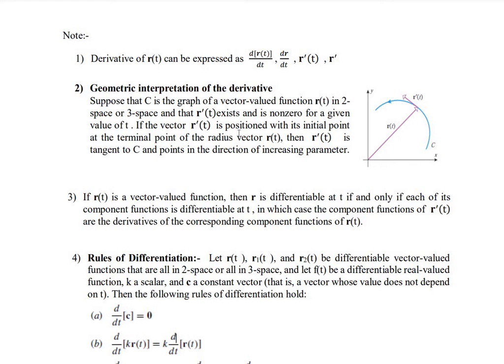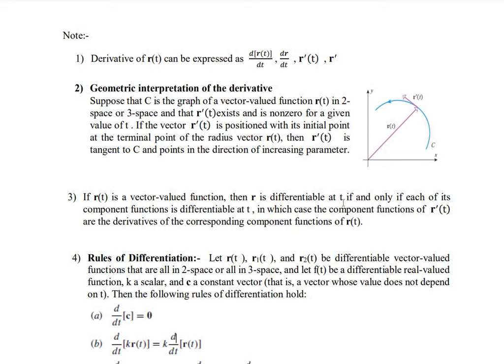If r dash of t is positioned with its initial point at the terminal point of the radius vector r of t, so this is the position vector or radius vector r of t, its terminal point is this one, and the initial point of r dash of t is this point itself. Then r dash of t is tangent to C and points in the direction of increasing parameter.